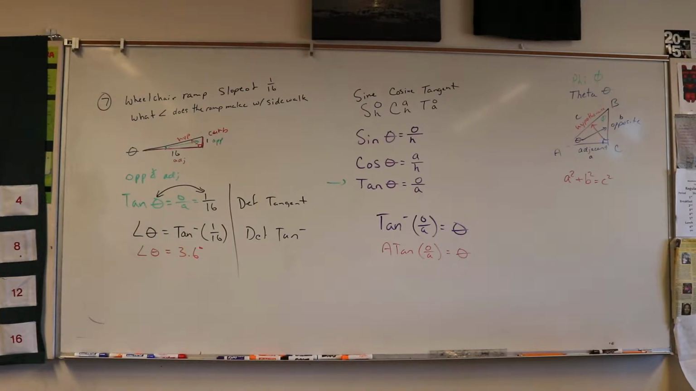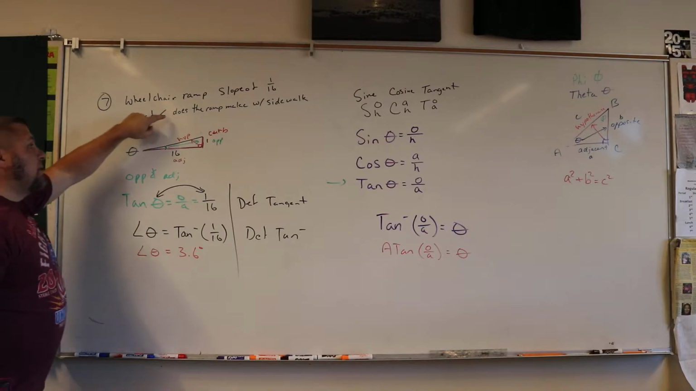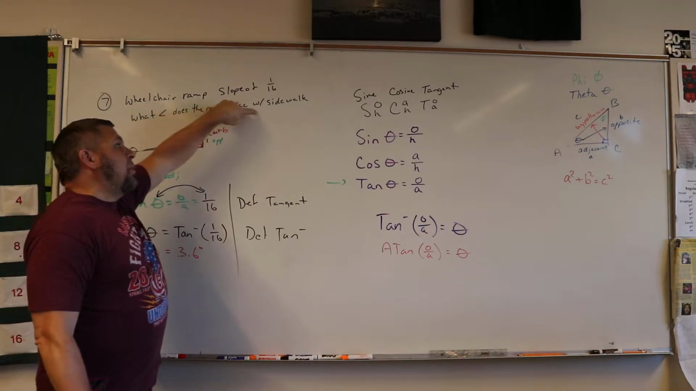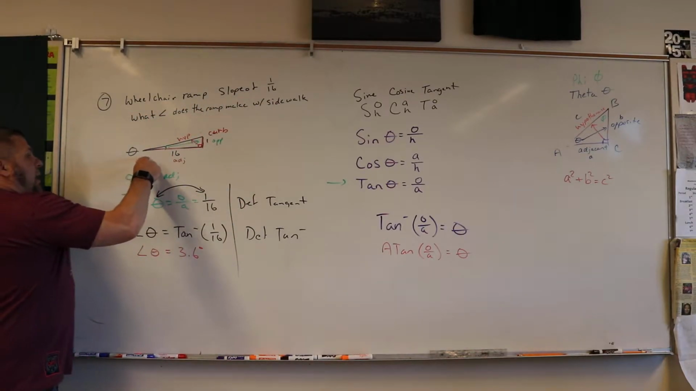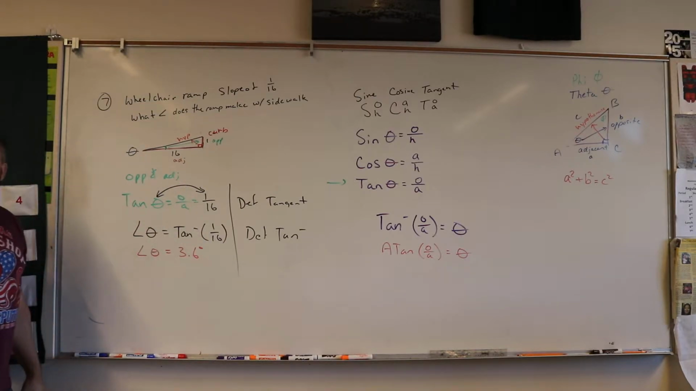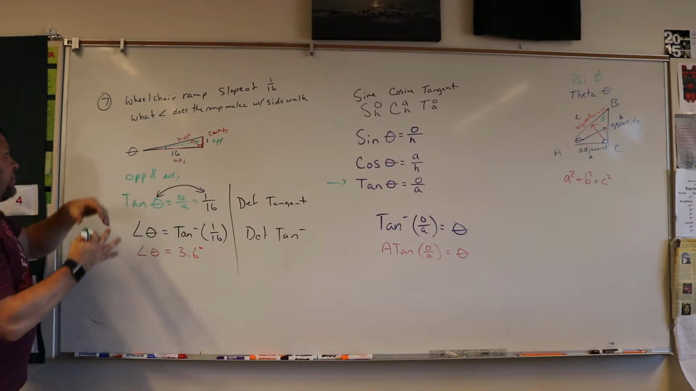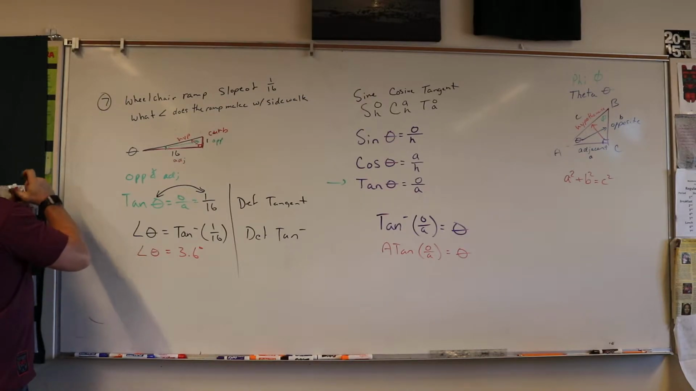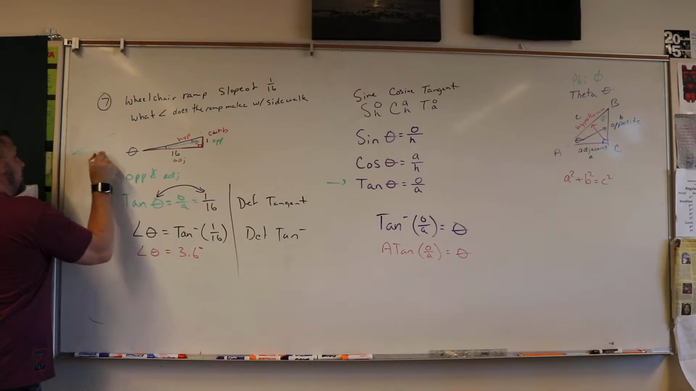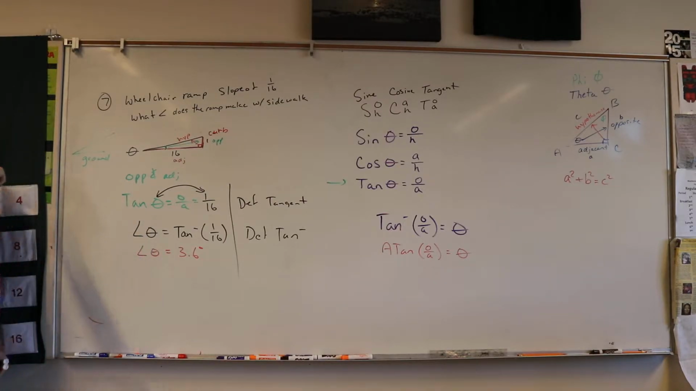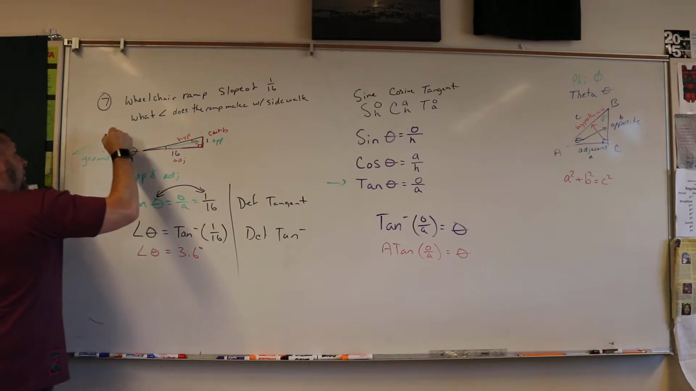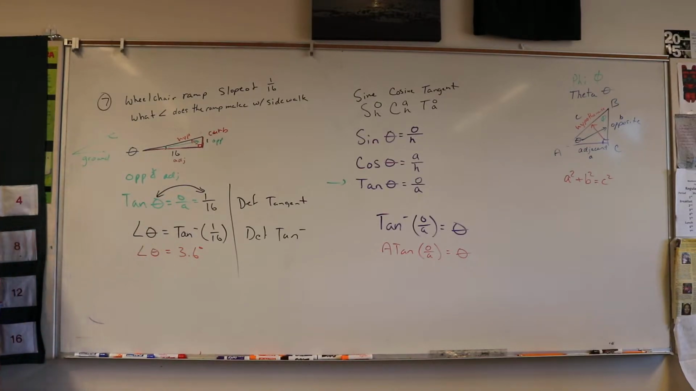Now, the question is, what angle does the ramp make with the sidewalk? Is this the angle with the sidewalk? No. Because this is the ramp, right? That's the ramp, and this is the ground, isn't it? Yeah. So that's the angle of the ramp with the ground. We want the ramp with the sidewalk. We want phi, right? How do we find phi?